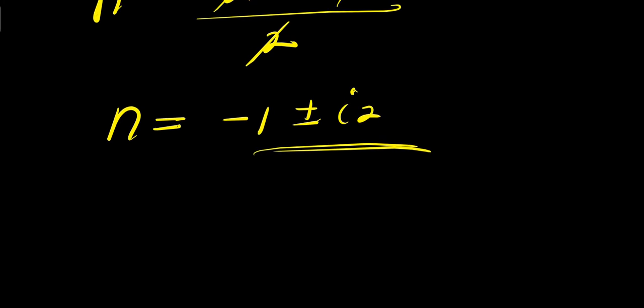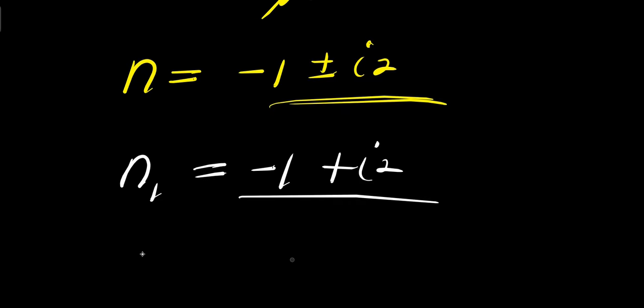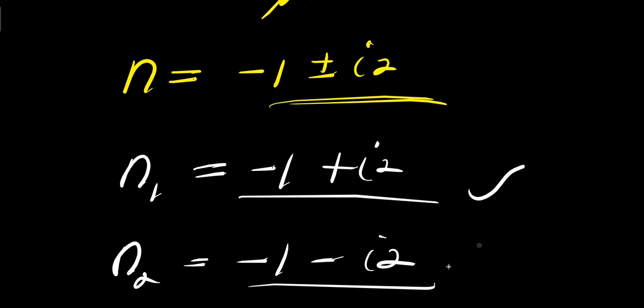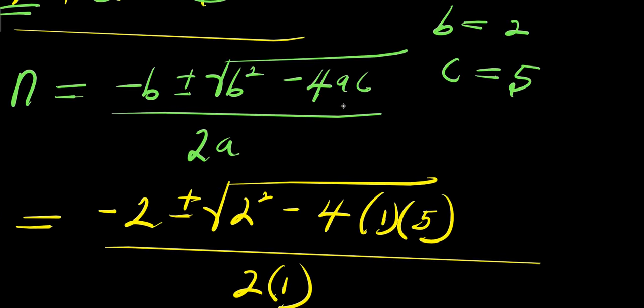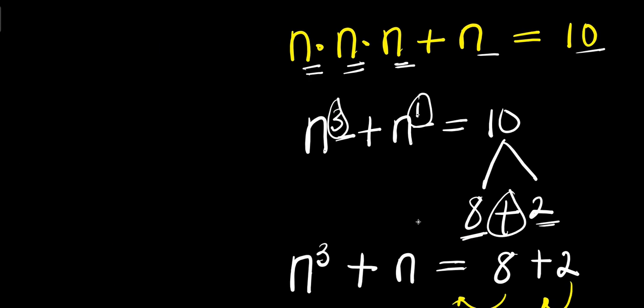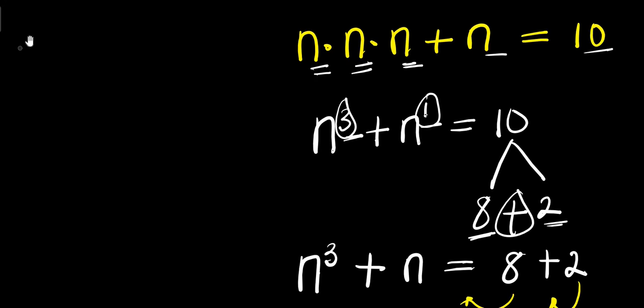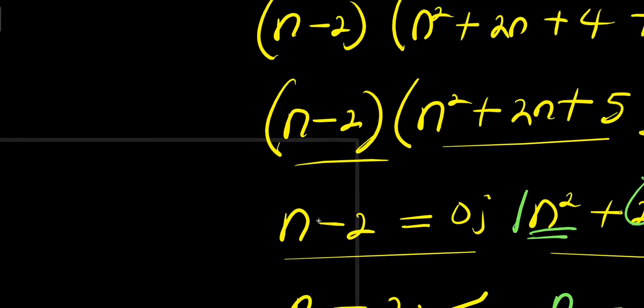That means we have two complex values here. n1 equals negative 1 plus 2i, and we have n2 equals negative 1 minus 2i. These are the two complex values for n. And we also have one real value for n. That real value is when n equals 2. That was our n1. Here it is: n equals 2.